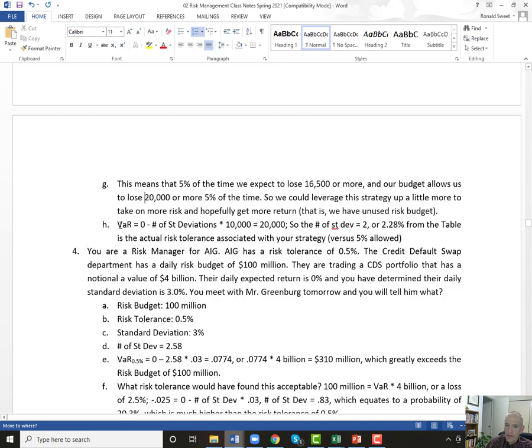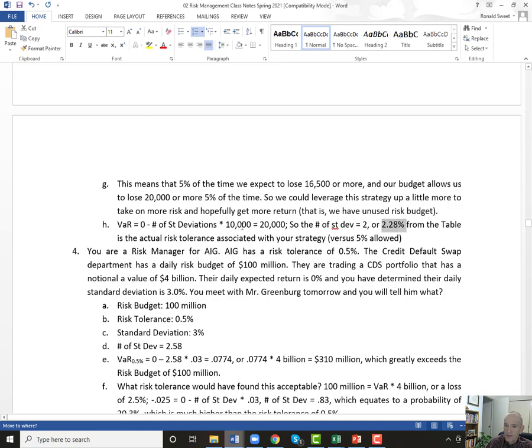So here we say our VaR equals 0 minus number of standard deviations times 10,000. We know that our budget's 20,000. So instead of VaR, we put our budget. We say 20,000 equals 0 minus number of standard deviations times 10,000. We say what risk tolerance could we get? That would be 2.28% if you did that.